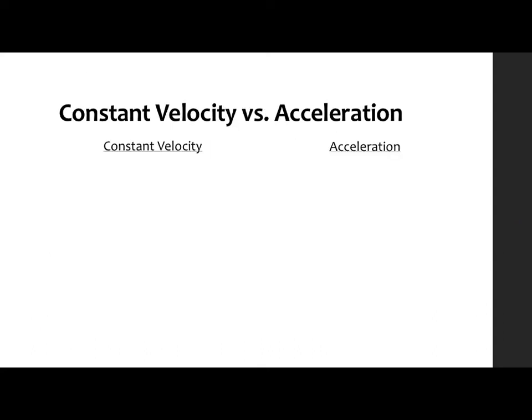Now, when you have so many equations, you need to figure out when you're going to use each one. There are two different scenarios you need to remember: constant velocity and acceleration. Constant velocity means no change in velocity, and when you don't have a change in velocity, that means acceleration equals 0. So all those kinematic equations simplify to this singular equation. This is our constant velocity equation, v equals d over t.